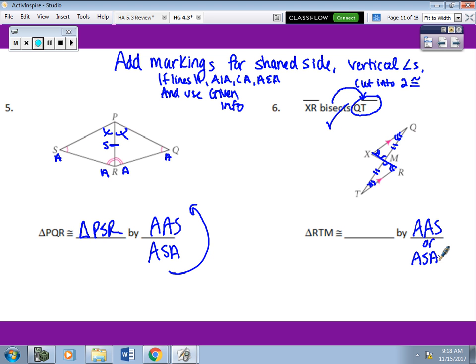Joseph? Would it be, like, segment or have the two... No. If it said up here XR and QT bisect each other, then it would be. But right now, only this one is cutting that one in half. So, and RTM would be XQM, excuse me.